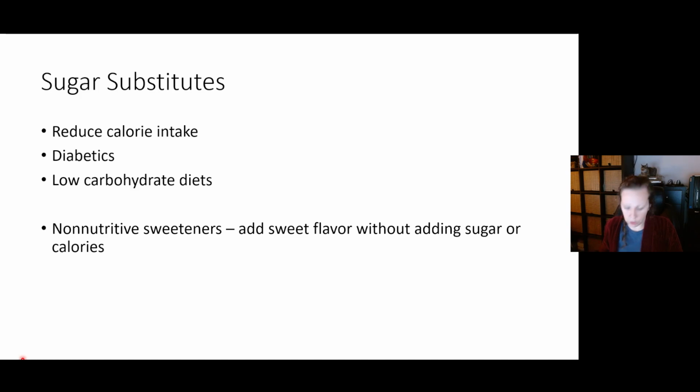The sugar substitutes can be divided into one of two categories. The first is non-nutritive sweeteners. These are sweeteners that don't have any calories that are contributed to the body. So sweet flavor is added without adding sugar itself or calories.